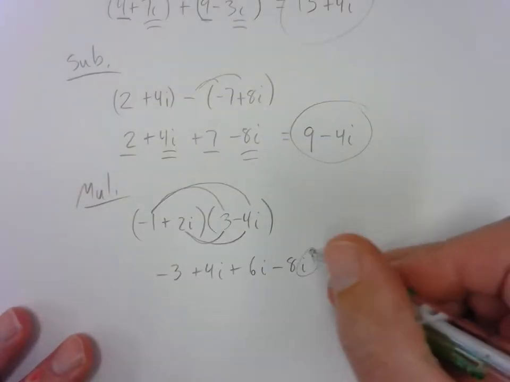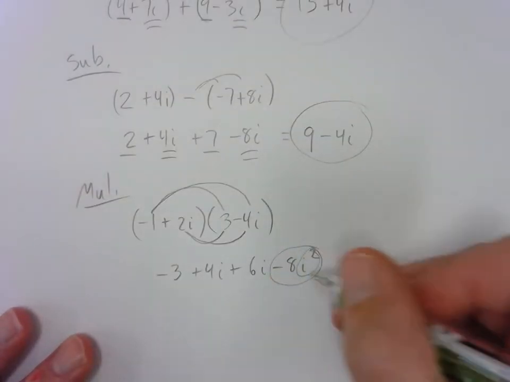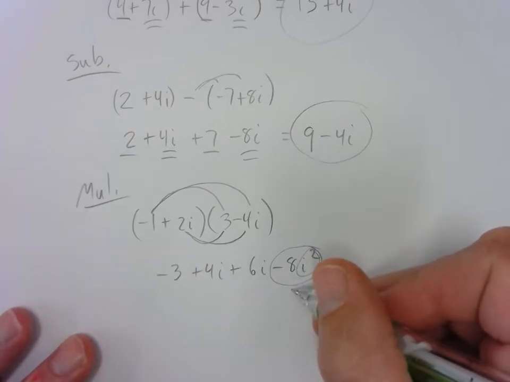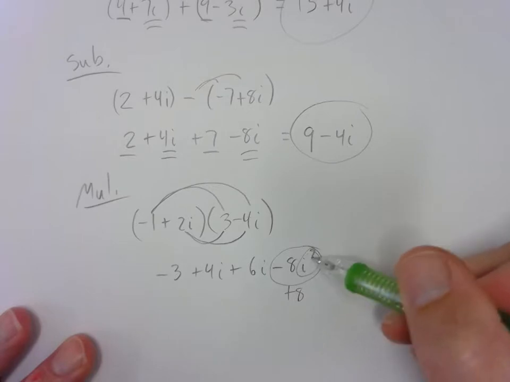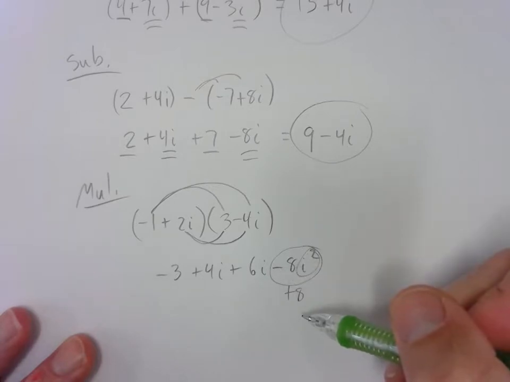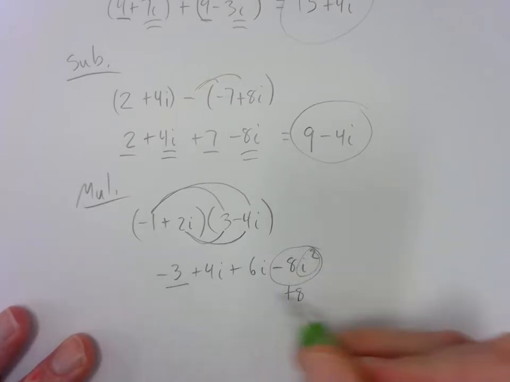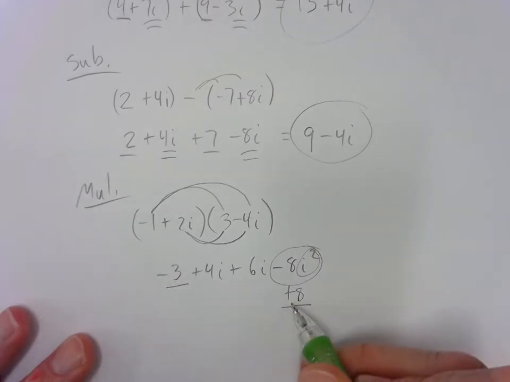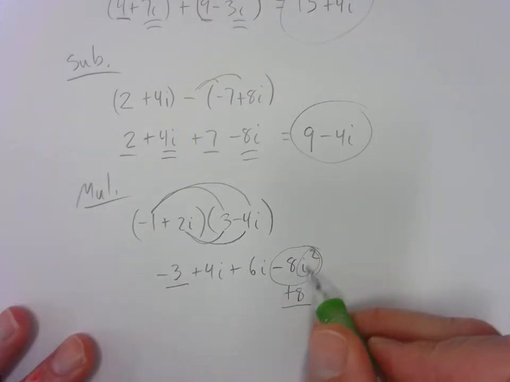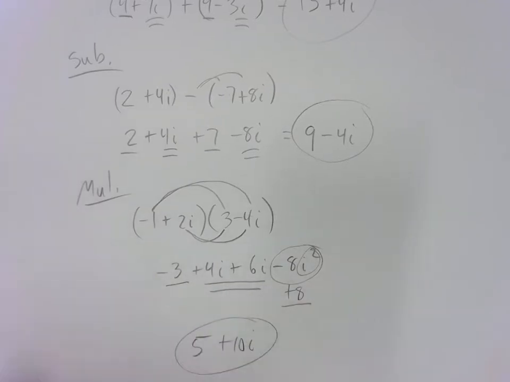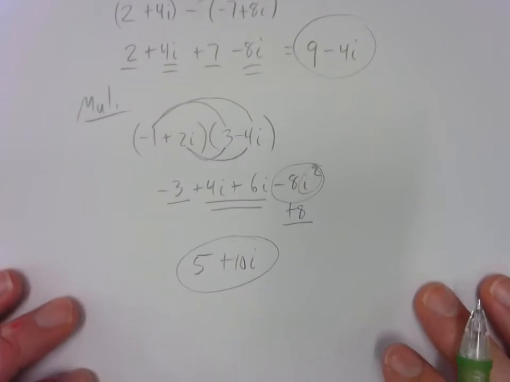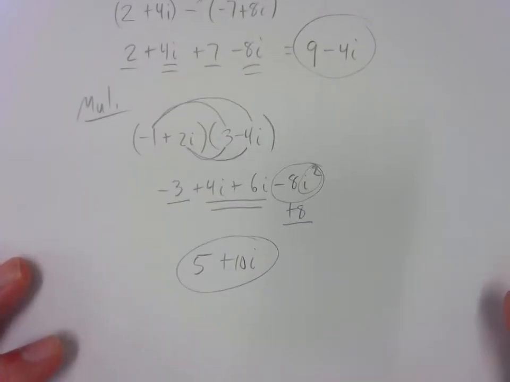So this is negative 1, and then it's times the negative 8, which will make this positive 8. So this whole thing turns into positive 8 because this is negative 1 times the negative 8 from the definition that we had before. These go together. 8 is now positive because of the i squared, and that makes 5. And then these go together, 10i. All right. So that's what's going on with that one.